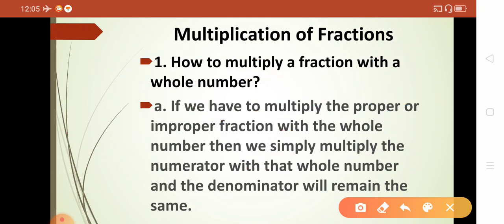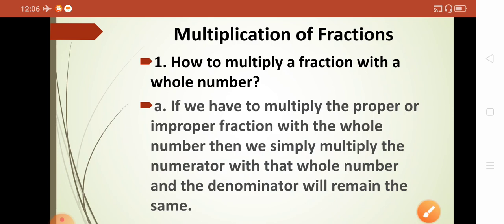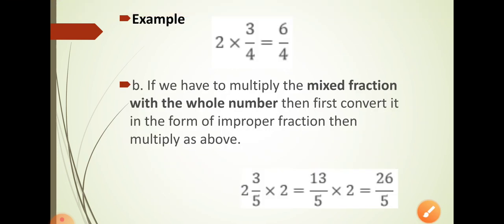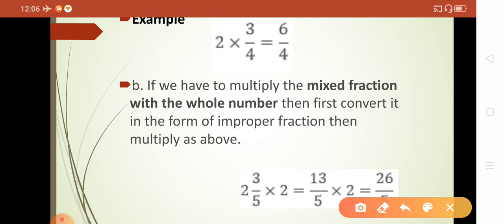So simply you have to multiply the numerator with the whole number, whether it is a proper fraction or an improper fraction, and the denominator will remain the same. Clear? Let us see a few examples. For example, 2 multiply 3 by 4 is equal to 6 by 4, because 2 threes are 6, so we will have 6 by 4.